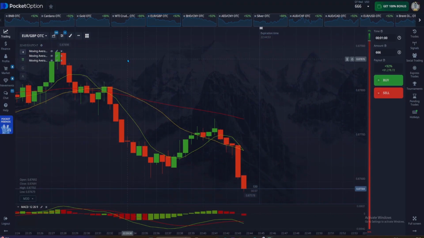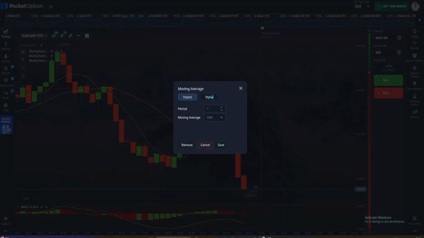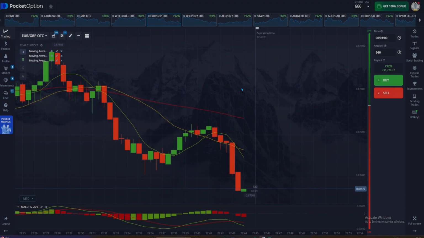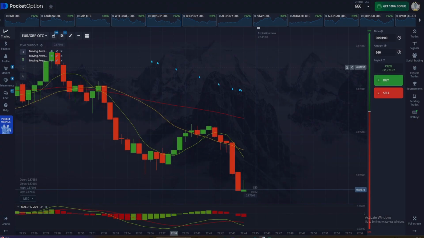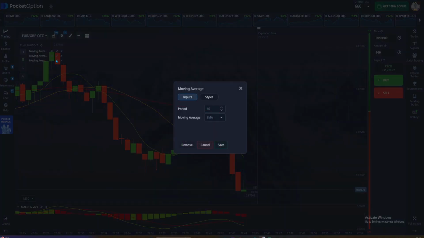To apply this strategy, the very first step is to set up the indicators on your chart. 7-period moving average in green. This serves as your short-term trend line, capturing the most immediate price action. 20-period moving average in yellow. This reflects the medium-term trend direction, showing the market flow over recent candles.